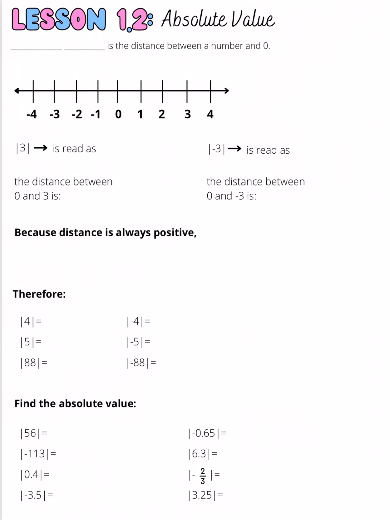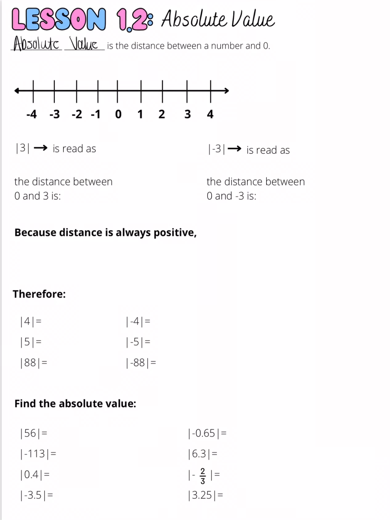Welcome to lesson 1.2. So we're continuing on with our integers unit. Before we get into adding and subtracting integers, we have to cover a concept called absolute value. Some of you may have heard of this before and you may not have, who knows. But absolute value is the distance between the number and 0. So how far away is a number from 0? That's its absolute value. So we're going to learn about this concept today.